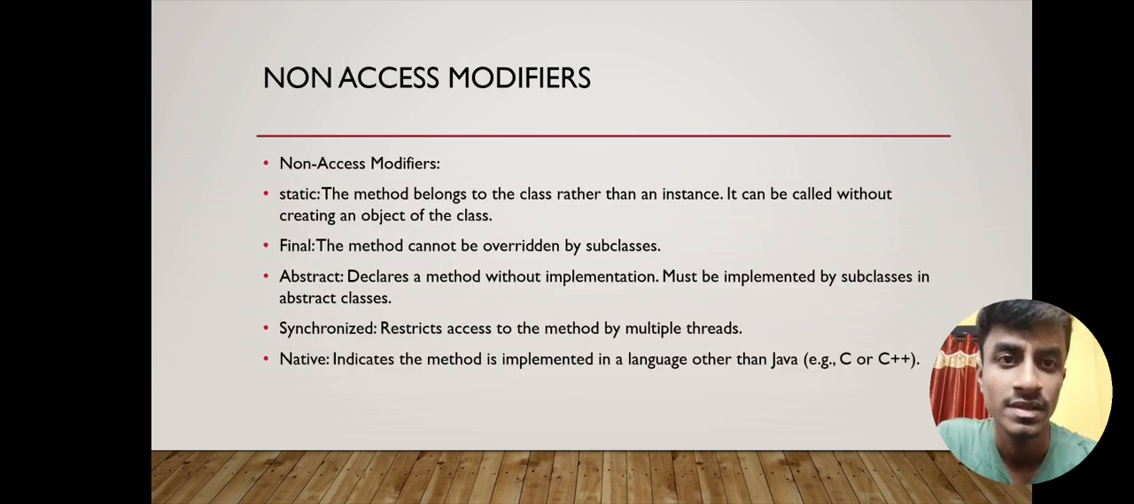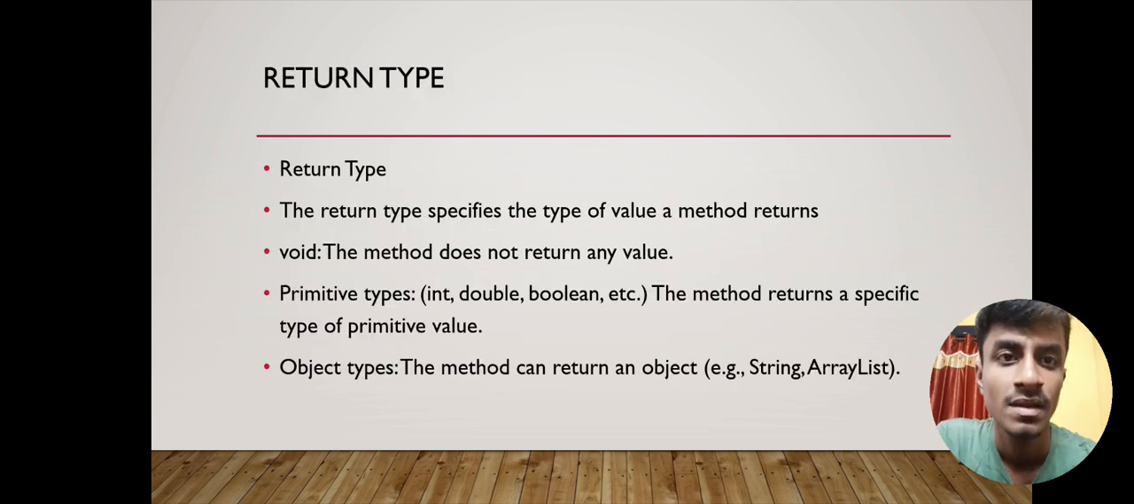Non-access modifiers. Static: the method belongs to the class rather than an instance. It can be called without creating an object of the class. Final: the method cannot be overridden by subclasses. Abstract: declares a method without implementation, which must be implemented by subclasses of an abstract class. Synchronized: restricts access to the method by multiple threads. Native: indicates the method is implemented in a language other than Java, for example C or C++.